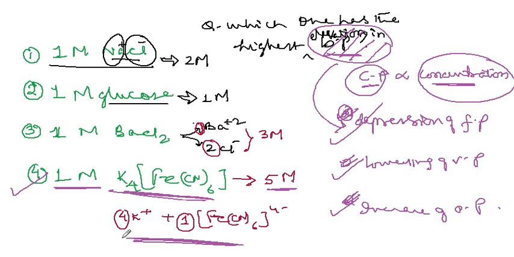If it dissociates to produce 5 times the ions, our concentration would increase by 5 molar, so it would have the highest colligative property.